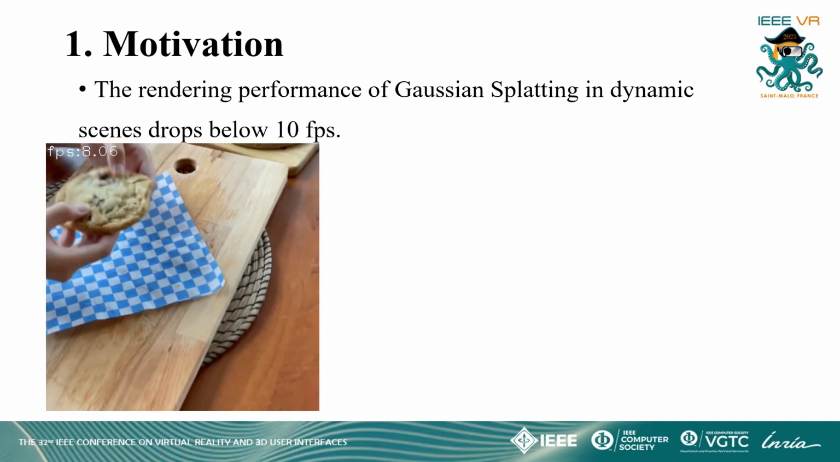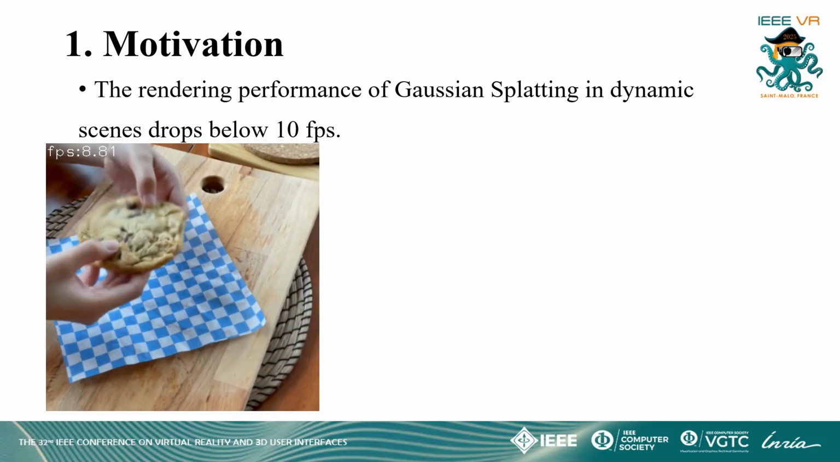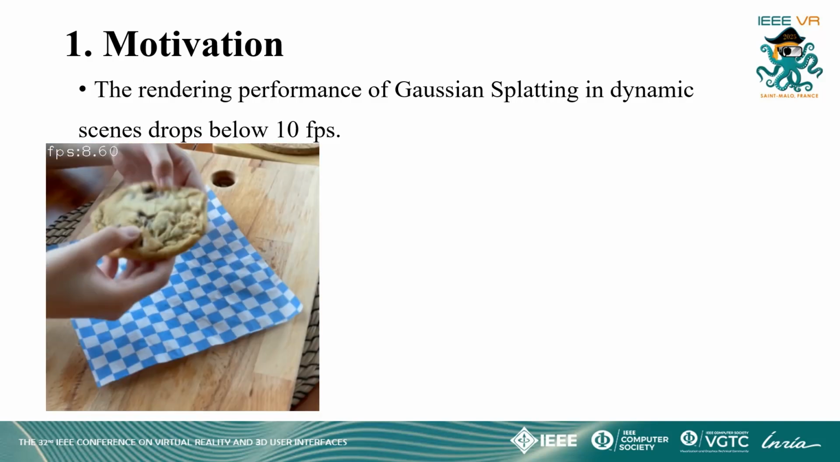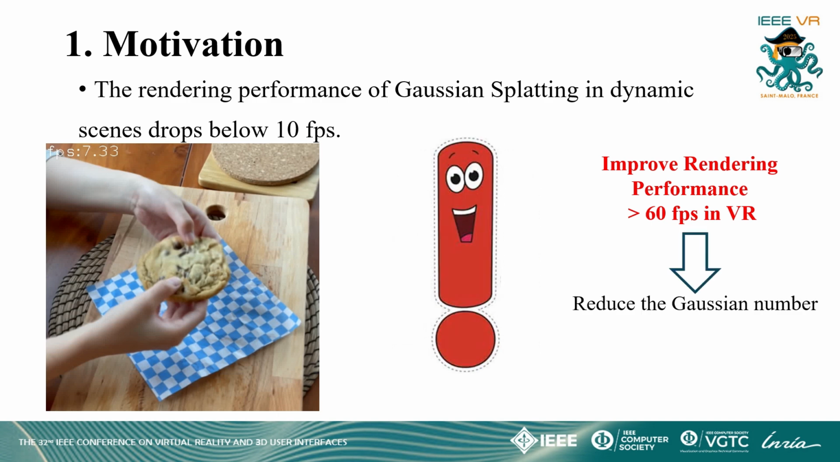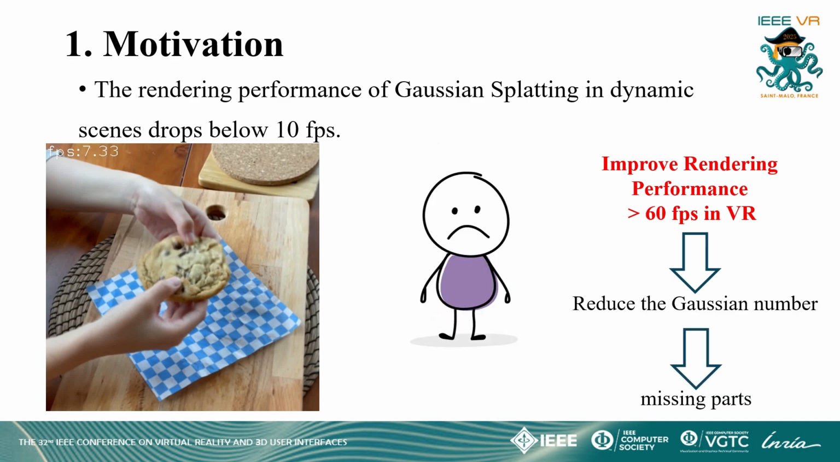However, the rendering performance of Gaussian splatting in dynamic scenes drops below 10 frames per second. The motivation of our method is to improve rendering performance for VR applications. One possible solution is to reduce the number of Gaussians needed for deformation and rendering. However, simply ignoring the Gaussians can cause missing parts.